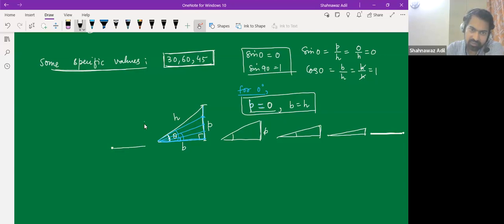And what about the 90-degree angle? So now I am increasing the value of theta. If this becomes 90 degree, who got disconnected? Someone has got disconnected. So if this becomes 90 degree, my perpendicular and hypotenuse become equal, right?